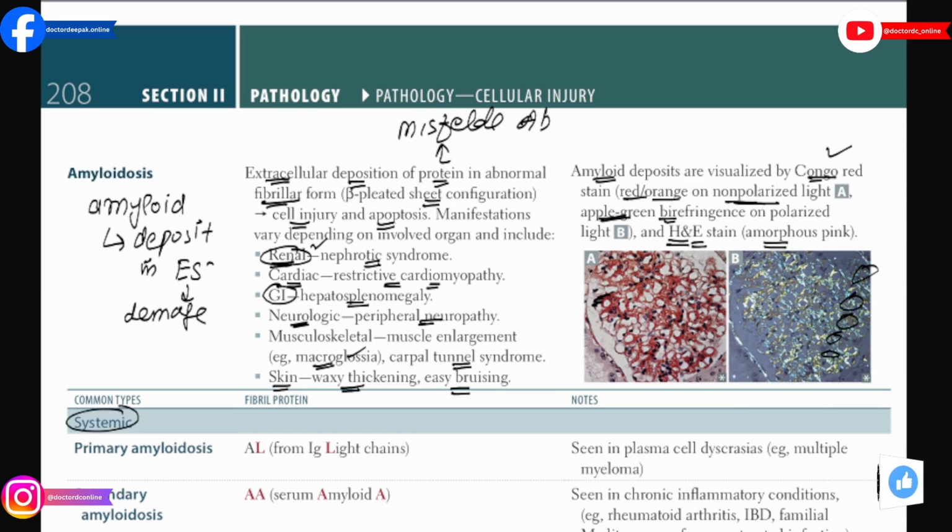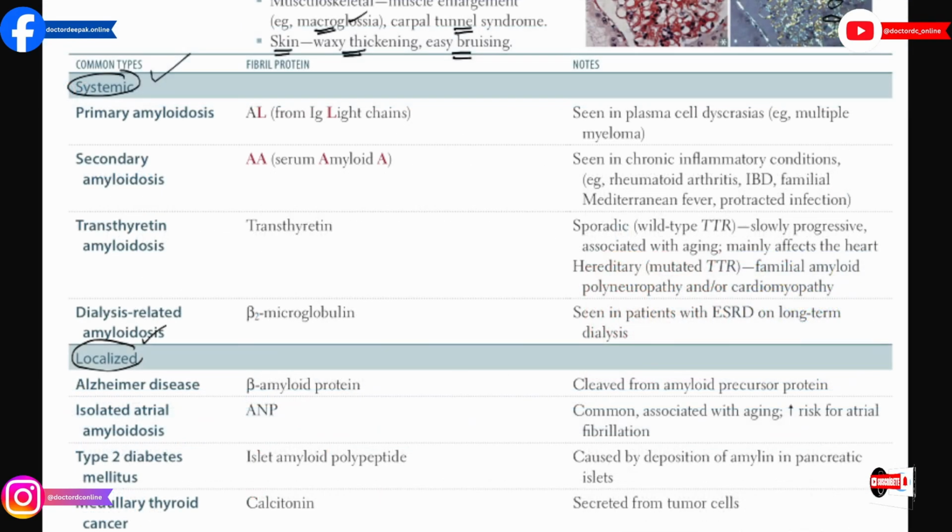So first of all, we have to understand what is the meaning of systemic and what is the meaning of localized. So let's suppose if these abnormal proteins are going to be deposited in only one single organ, then it is called localized amyloidosis. But when these proteins are going to be deposited in multiple organs, it is called systemic. So please keep this in mind, the clear difference between the systemic and localized. Then after that, we have to study the systemic amyloidosis type.